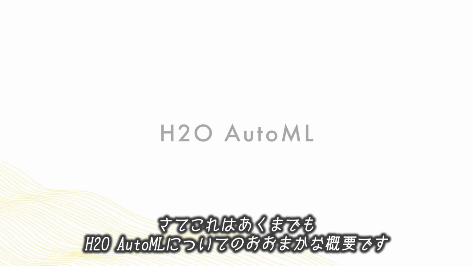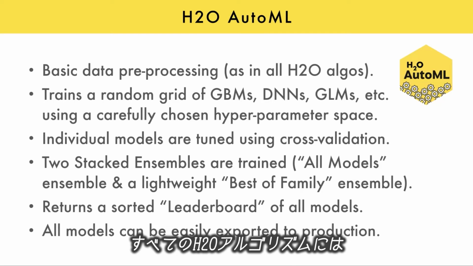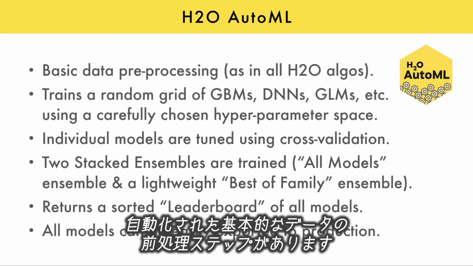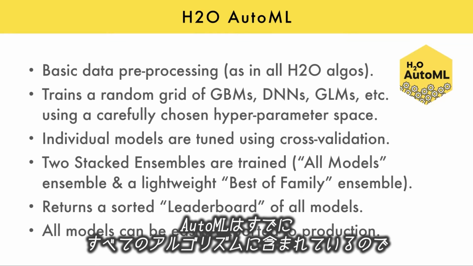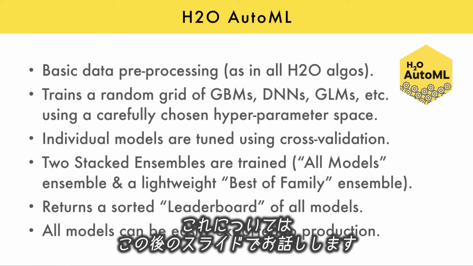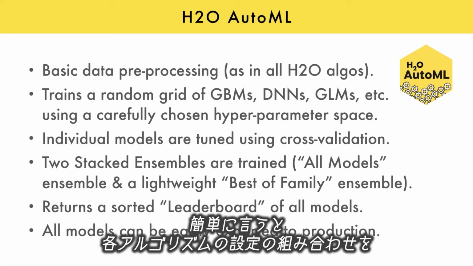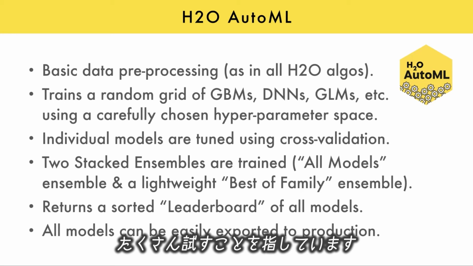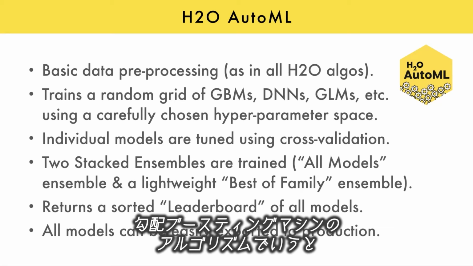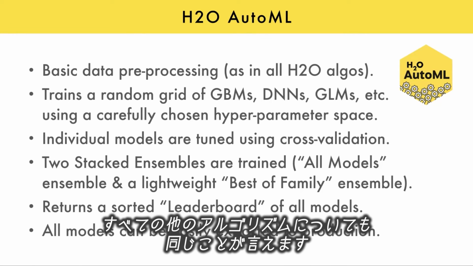Okay, so for H2O AutoML, this is just a high level overview of what we do. In all the H2O algorithms themselves, we have some automated basic data pre-processing steps. So we get that for free in AutoML because it's already included in all the algorithms. We have recently added some more sophisticated data processing in AutoML, which I'll talk about on a future slide. The process goes as follows. We train a random grid. If you're not familiar with that term, it just means we try a whole bunch of combinations of settings for each algorithm. For the gradient boosting machine algorithm, we will try a whole bunch of different settings, and then one of those will be the best. Same goes for all the different algorithms that we try out.